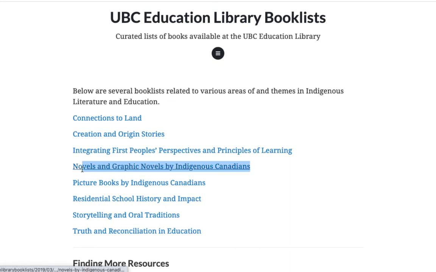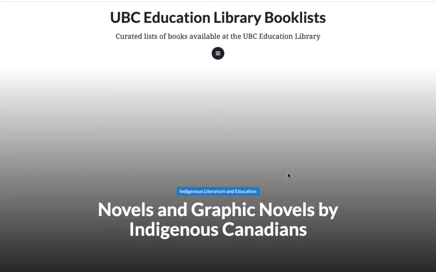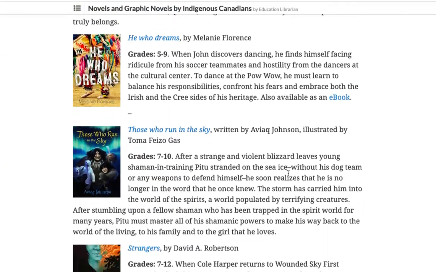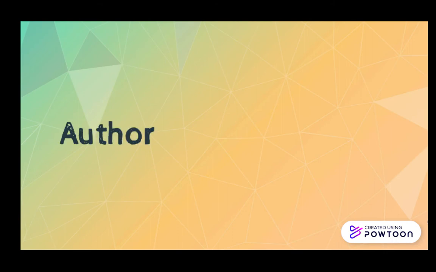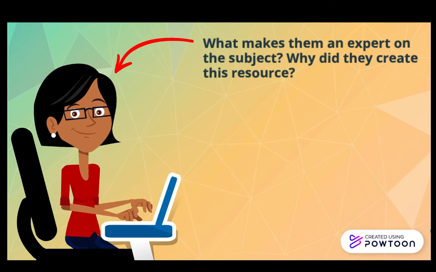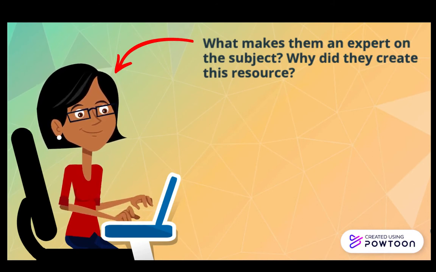I'll also want to make sure that I'm selecting resources that feature Canadian perspectives which are geographically relevant for my students. Authority or positionality refers to the person who wrote or created the resource, their reason for doing so, and their level of expertise in the subject area. It's a good idea to do a quick Google check on the author to get a sense of who they are, their level of expertise in their subject area, and their reason for creating this resource.